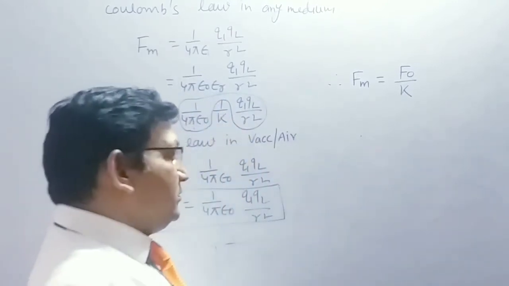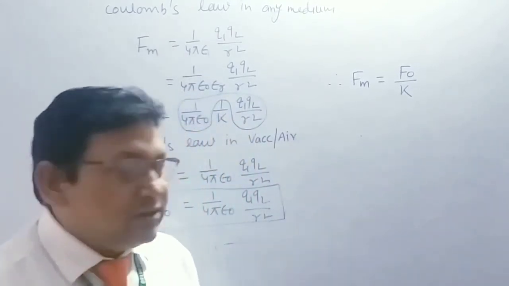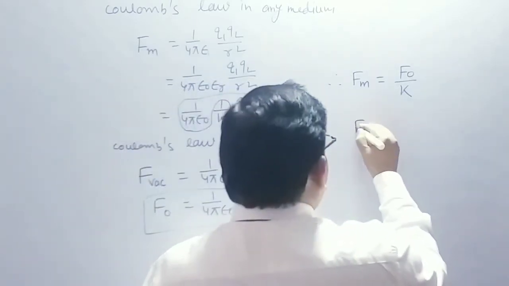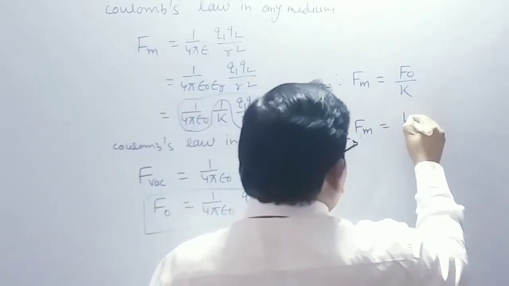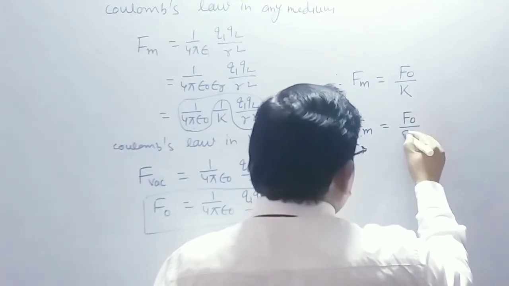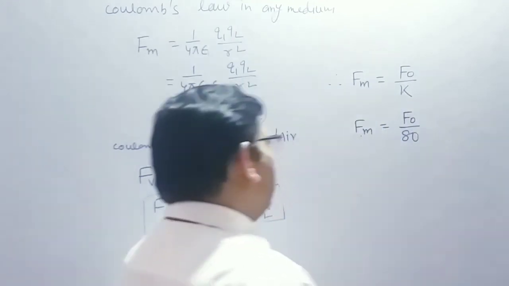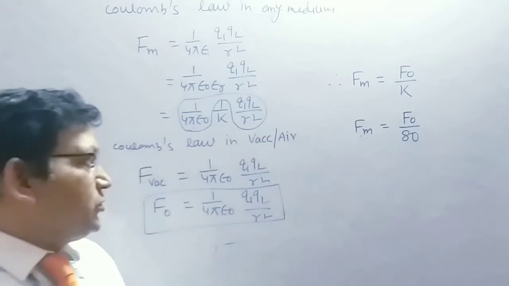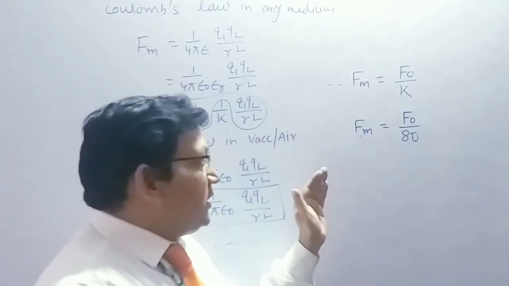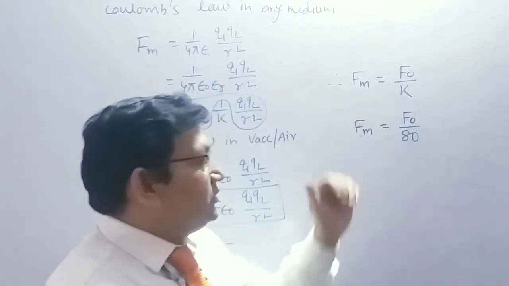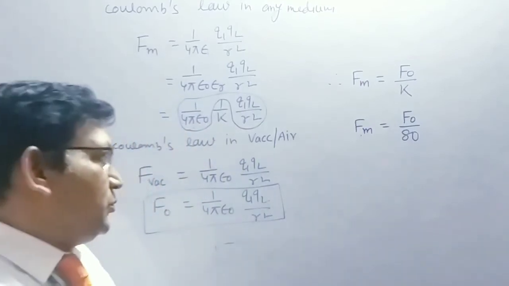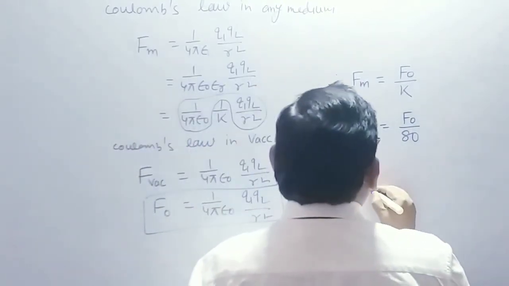If you take the two charges in water, then say how the force will change. What is the value of K for water? It is 80. So in water, the force between two charges becomes 1 by 80 times of the force between two charges in vacuum.